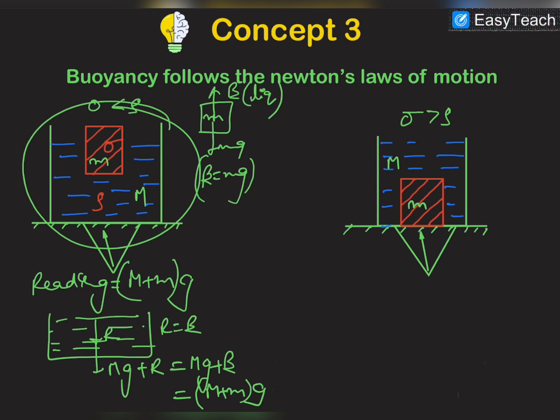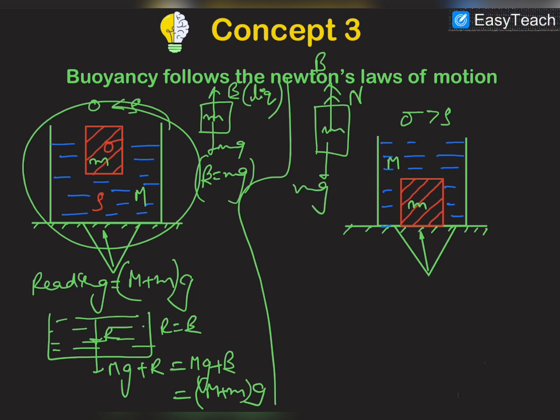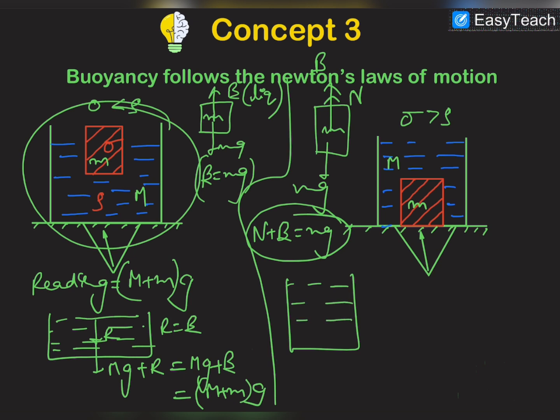We will see that in this case the block will settle down to the bottom, and in this scenario, if we draw the free body diagram of the block, then we will see that the buoyancy and the normal reaction will be acting on the block in the upward direction, and they would be combinedly balancing the m g of the block. So N plus buoyancy will be equal to m g of the block, and if we draw the FBD of the container and the liquid, then the M g of the liquid would be acting in the downward direction, N would be acting in the downward direction, and the buoyancy reaction, which is equal to the buoyancy, would be acting in the downward direction.